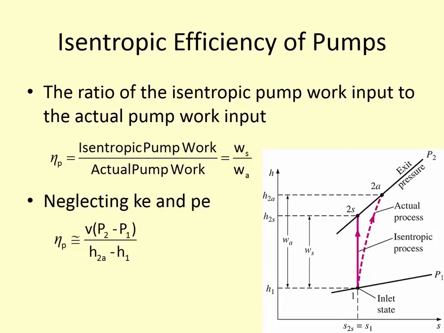Similarly, we can look at pumps. For the isentropic pump work, because it's also incompressible, we can replace this work sub S with V times P2 minus P1. So if we know just the pressure difference between the two, we can assume that it's incompressible and that our pump work is equal to V times P2 minus P1, and then our actual pump work is equal to H2A minus H1.